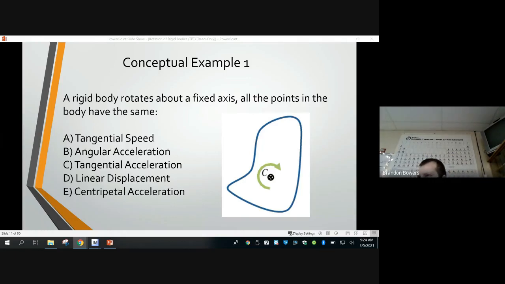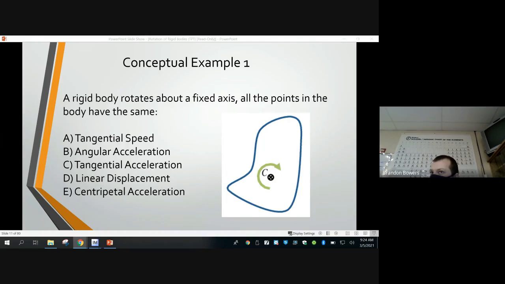What do you guys think the answer is? Anybody want to take a shot? B or C? Anybody else want to take a shot? It's one of the A, B, C. I'm just kidding. I would listen to Taylor. It's one of those two.